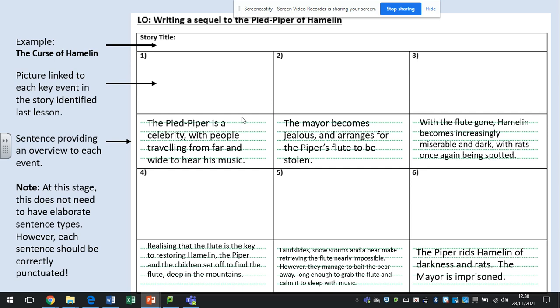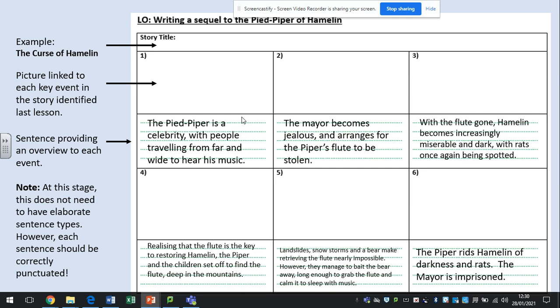So, realising that the flute is the key to restoring Hamlin, the piper and the children set off to find the flute deep in the mountains. They encounter landslides, snowstorms, and a bear, and it makes retrieving the flute nearly impossible. However, they manage to bait the bear away long enough to grab the flute and calm it to sleep with music. The piper rids Hamlin of darkness and rats, and the mayor is in prison. So that's how my story is going to end. So the 6 key events.